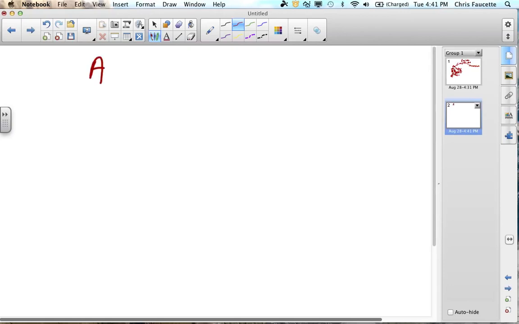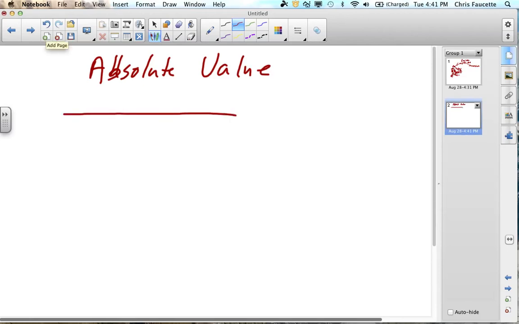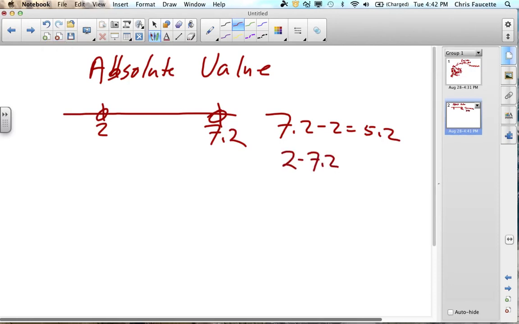Let's talk a little bit about absolute value. Okay, absolute value. For instance, if I want to find the distance between 2 and 7.2 on a number line, okay? Well, what we would do, okay, that's the distance. Now, the problem is if you went the other way, you get a negative number. So what absolute value means is I take that number and I just make it a positive.